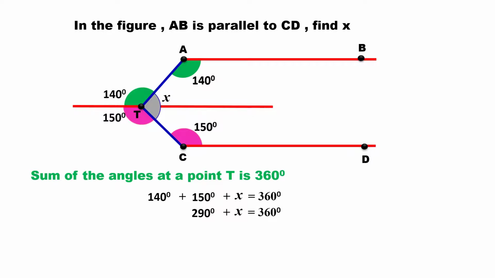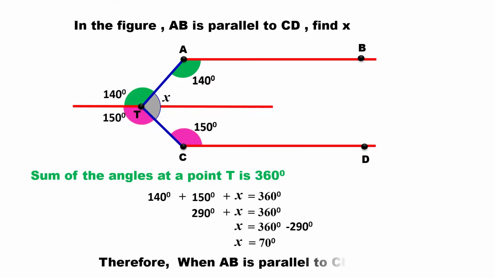Subtracting 290 on both the sides, x is equal to 360 degrees minus 290 degrees. Therefore, x is equal to 70 degrees is the required answer. Therefore, when AB is parallel to CD, value of x is equal to 70 degrees.